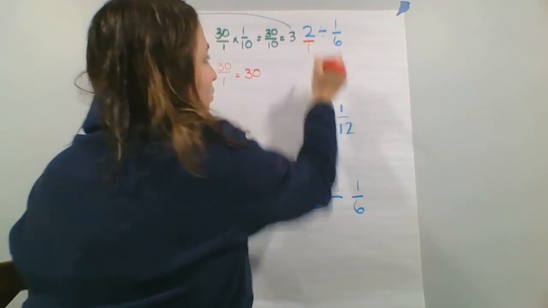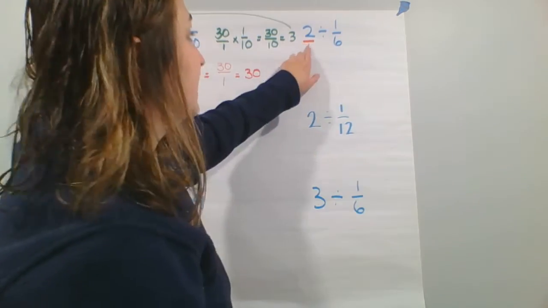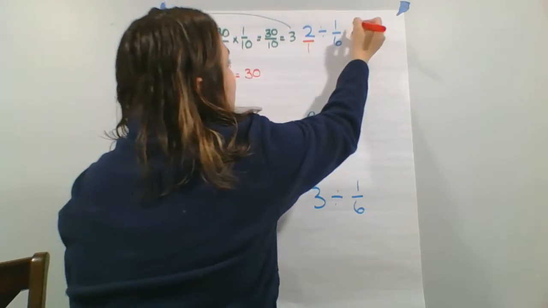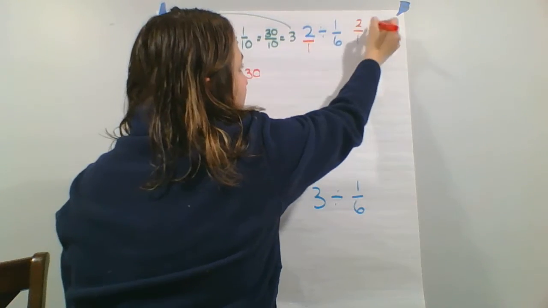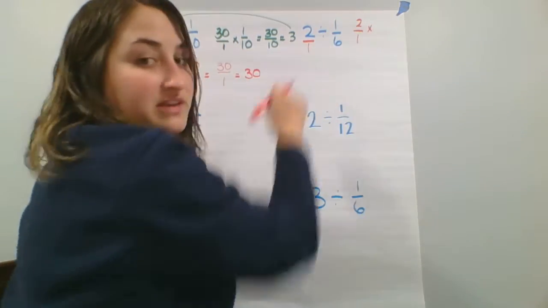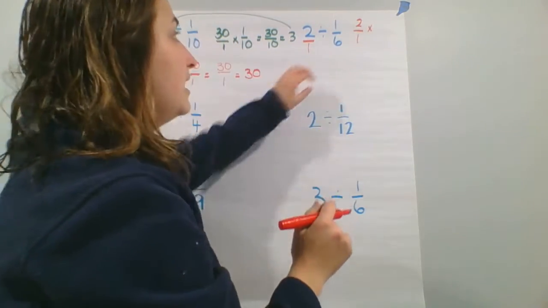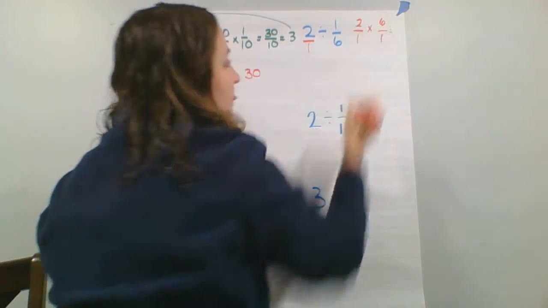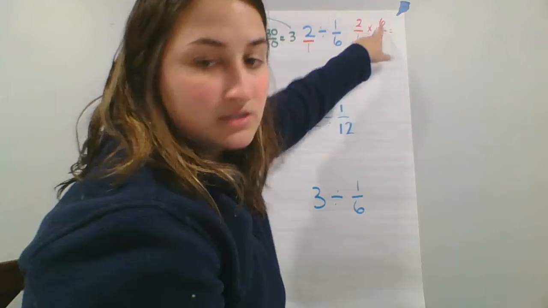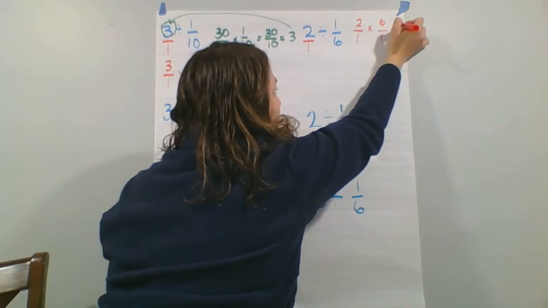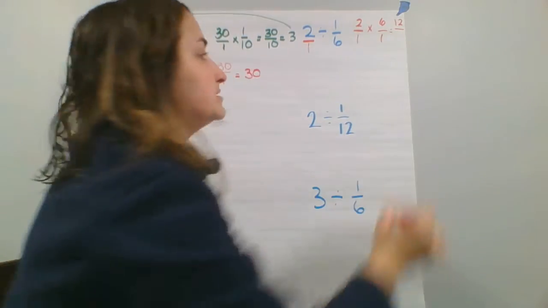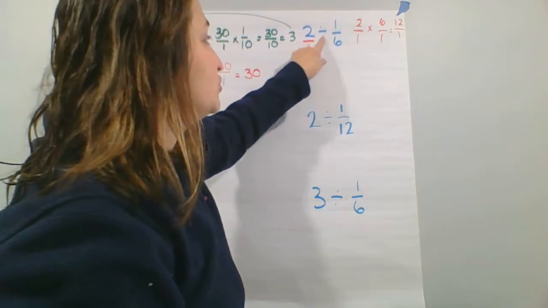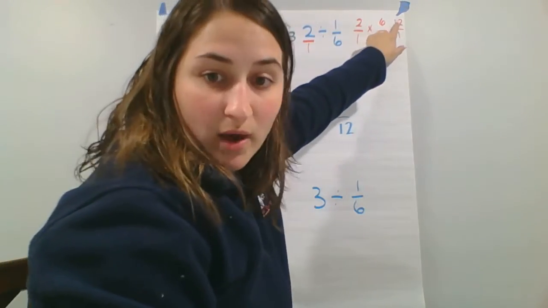2 goes over 1, and then we're going to do that keep, change, flip strategy, which is 2 over 1, changing division to multiplication, and then 1/6 gets flipped to 6 over 1. 2 times 6 is 12. 1 times 1 is 1, which means that our answer for 2 divided by 1/6 is 12.